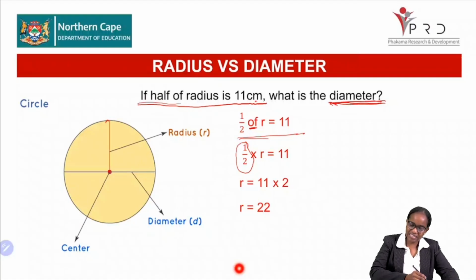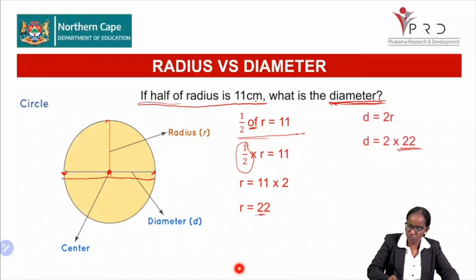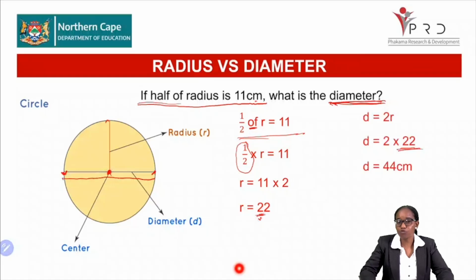We have said that the radius gives us half the diameter, so meaning the diameter gives us 2 radius. Because from here to here, it's a radius, from here to there, it's a radius. So a diameter is equal to 2r. So to get 2r, we have our 22, which we got here. Then 2 times 22 results to 44. So the diameter will be 44 centimeters.